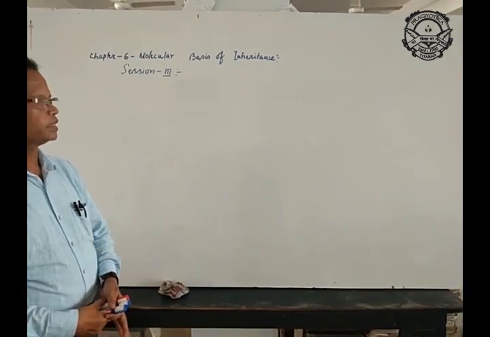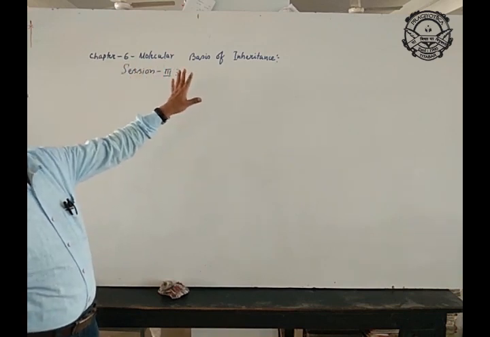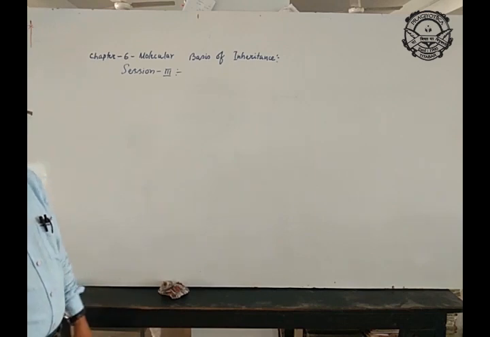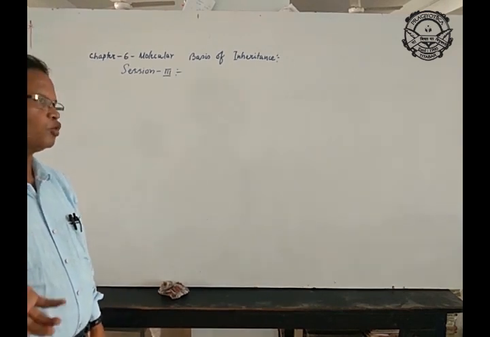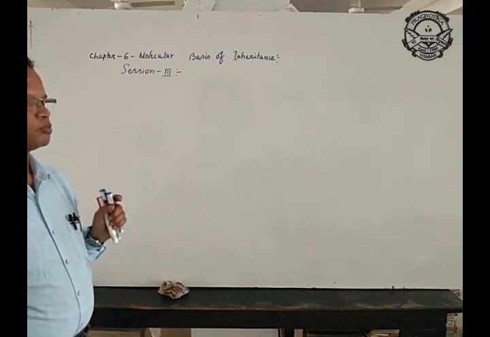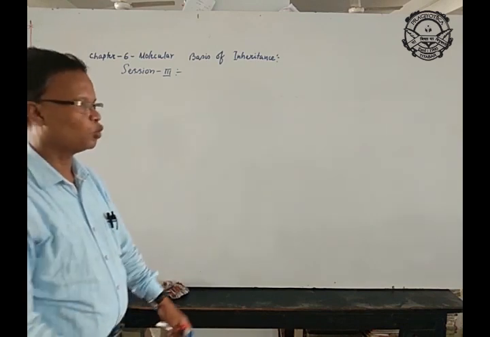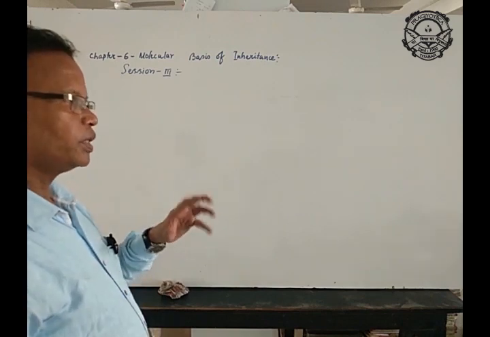Hello, this is the start of session number 3 of the section Molecular Basis of Inheritance for second year students. Already I have described the chemical difference between DNA and RNA, the chemical structure. I described the difference between RNA and DNA in my last session, session number 2. Now we will deal with the formation of DNA and RNA.